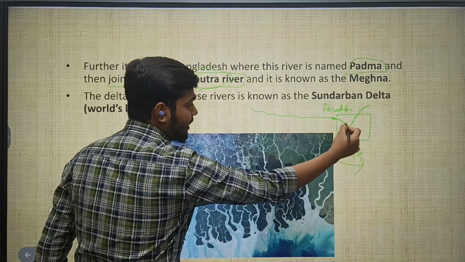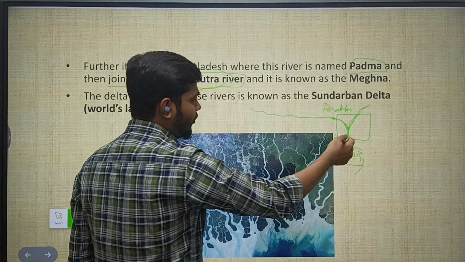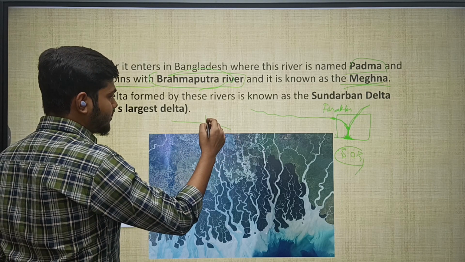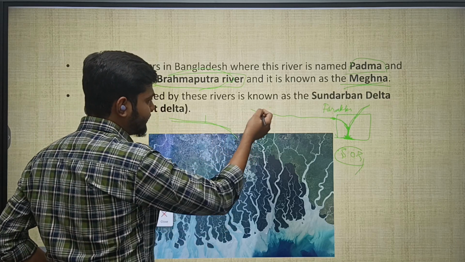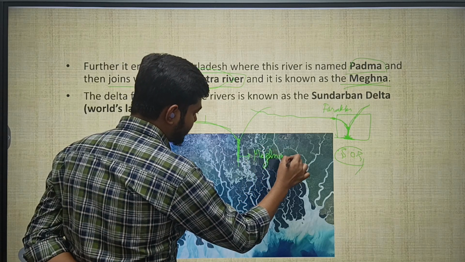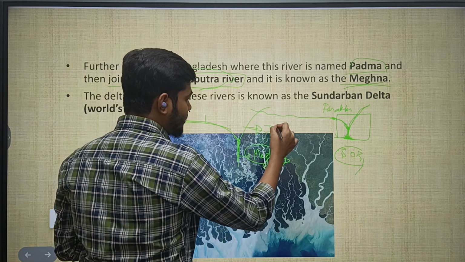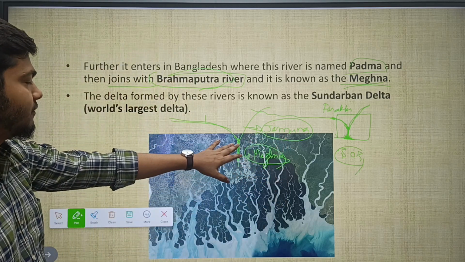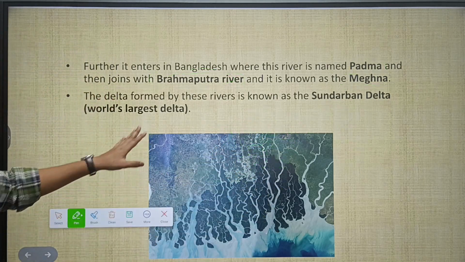And when the Ganga river and Brahmaputra river join together, the stream which is formed is called Meghna river. So Padma river is the Ganga river which is called Padma in Bangladesh, but when this Padma river joins with Brahmaputra, then it is called what? Meghna. And in Bangladesh, this Brahmaputra river is called Jamuna river. So remember all these names of the rivers in Bangladesh. I hope this point is clear now.